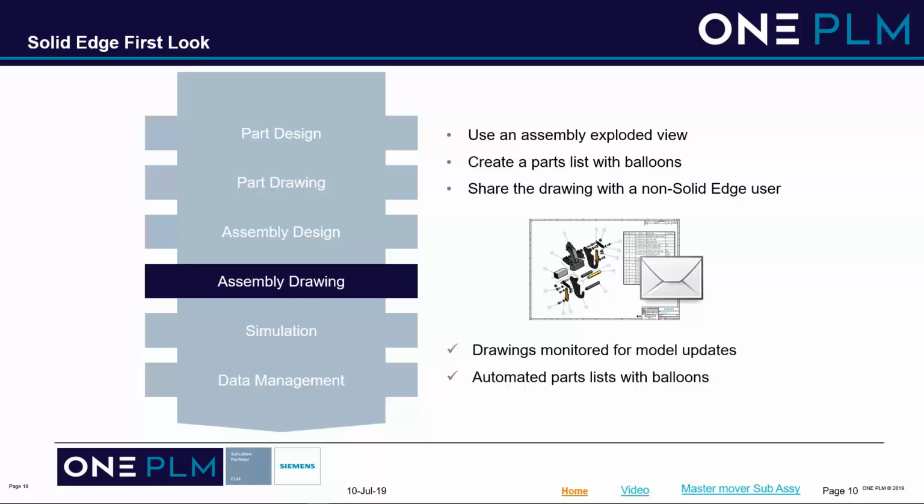Okay, so that was assembly drawing. Drawings monitored for model updates. So if we do make a change, did you notice we had grey borders appearing? So these are showing that something's changed on there. So if the models do change, we've got that automated parts list with those quick balloons on there. So a really quick and nice way of doing it. And the views look nice and clear with those colourful drawings on there.